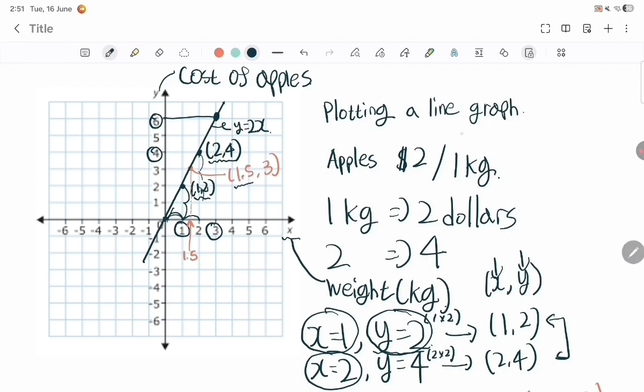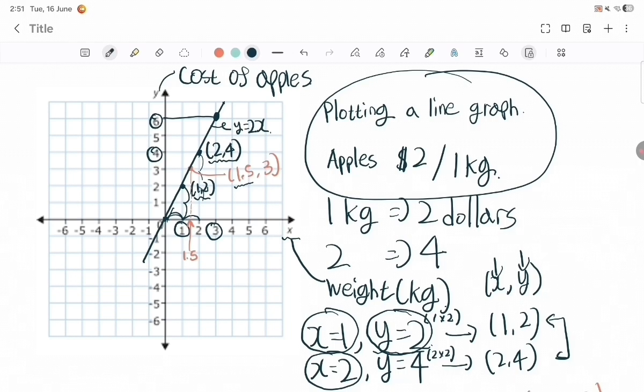If you have a look at the basis of this problem, apples cost $2 per 1 kilo, and if you multiply the kilograms of apples by 2, you get the cost in dollars, which is the y value. So that's why we draw the line that has y equals 2x.